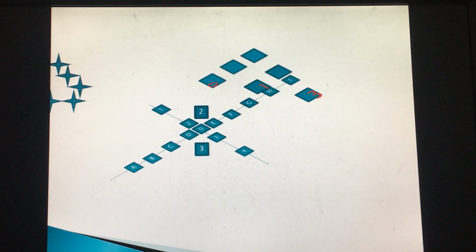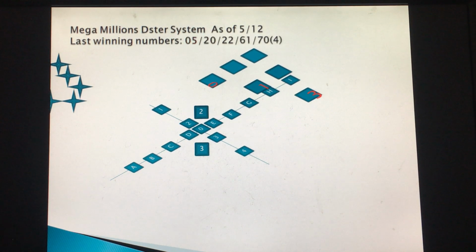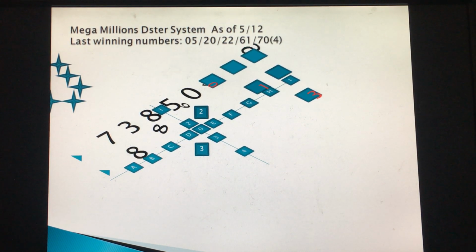Now, next, let's get to the Mega Millions' last winning numbers. And as you can see, there were 5, 20, 22, 61, 70. The high end numbers 61, 70. Low end numbers 5, and maybe 20 and 22 can count as low end numbers. And they really have been streaking.